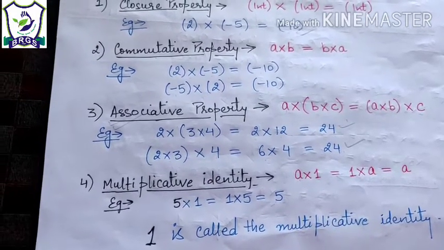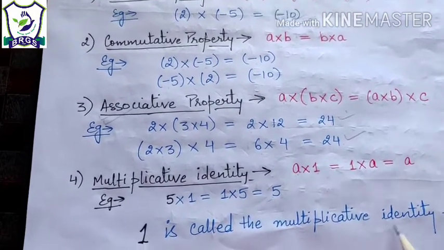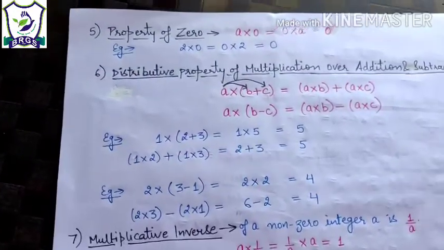So the number is not changing. That's why 1 is called the multiplicative identity. Clear? Now, property of 0.